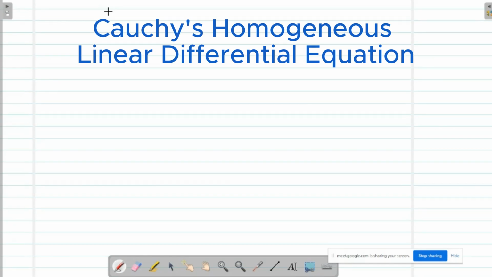So dear friends, in the last lecture, we have learned a very important topic, that is the method of variation of parameter. We start the next topic, that is Cauchy homogeneous linear differential equation, which is also an important topic for you. And we will solve this problem by the method of variation of parameter. Okay. So Cauchy homogeneous linear differential equation.